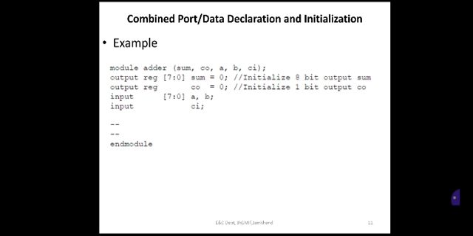Similarly, c naught is also an output, but it is a scalar one, a single value. So a 1-bit value is initialized for c naught, that is equal to 0. Initialize the 1-bit output for c naught. This is how the combined port declaration and initialization is done.